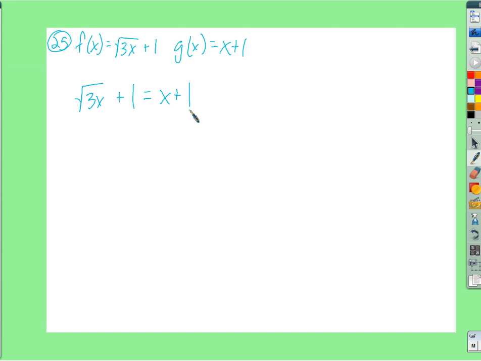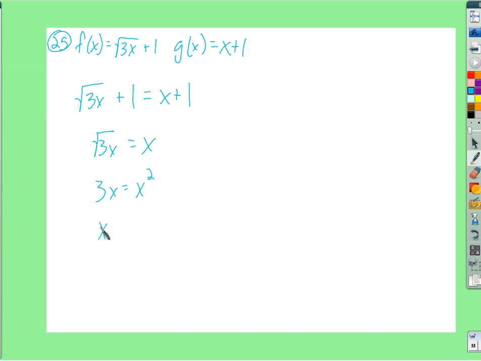Right? That makes sense? So we're setting them both equal to each other, and then you plug in the x values that cause that to happen. How are we going to solve for that? Subtract 1. That'll leave the square root of 3x on this side and x on this side. Square the square root of 3x and square x. So we get 3x equals x squared.